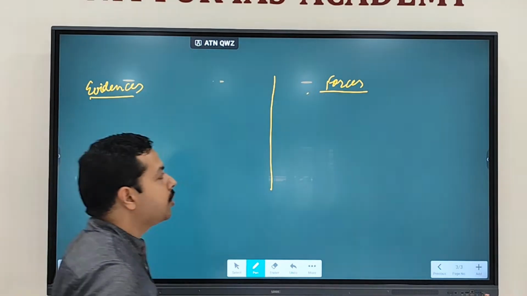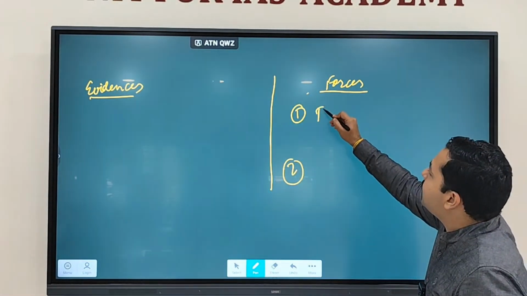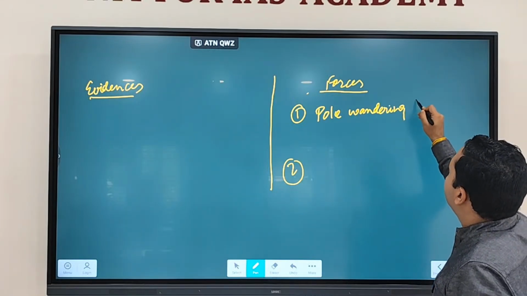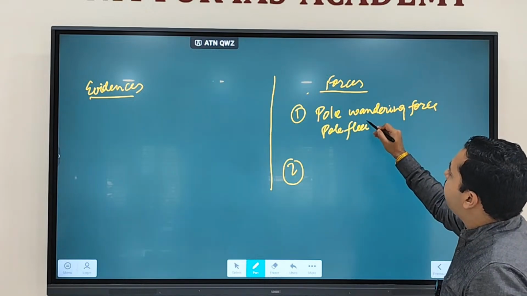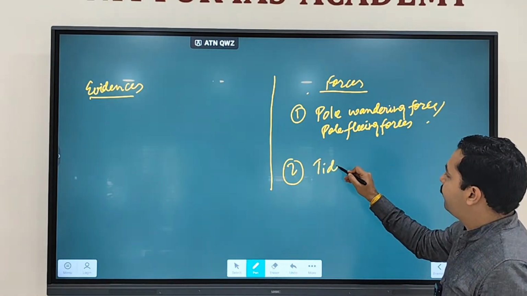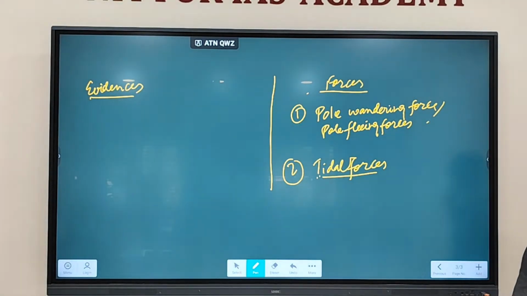So that's why he's talking about these two things happening due to 2 forces. One thing he says is a pole wandering force, or also called a pole fleeing force, and the second he calls a tidal force. So he's saying that all this breaking of the continent is happening due to 2 reasons. One is called the pole fleeing force, and another is called the tidal force. Fine.